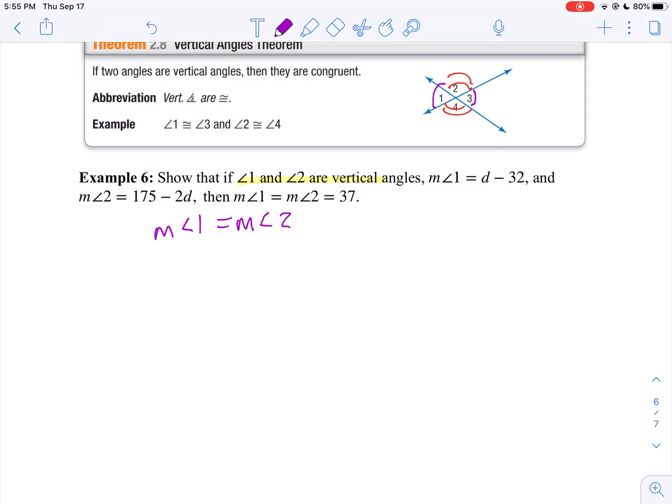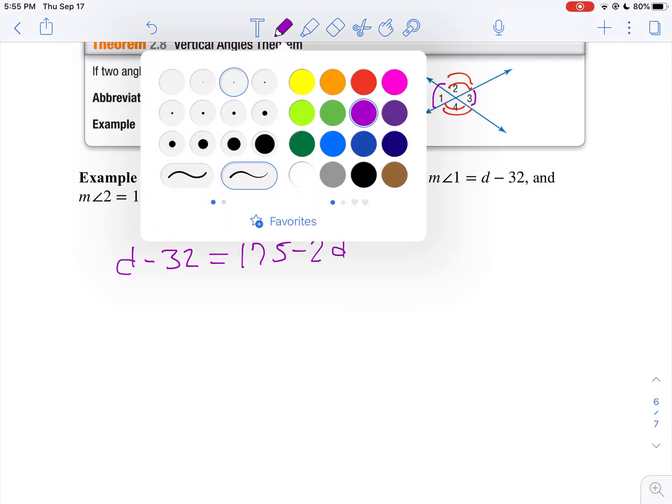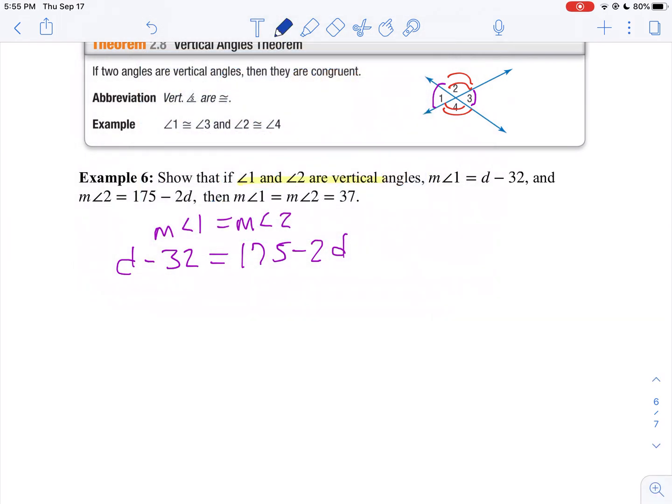Well, let's use substitution because we know angle 1 is d minus 32. We know angle 2 is 175 minus 2d. Well, let's just do the algebra. Let's get all the d's on the same side. I always like to move the smaller one. So I'm going to move the negative 2d. I'm going to add 2d to both sides.